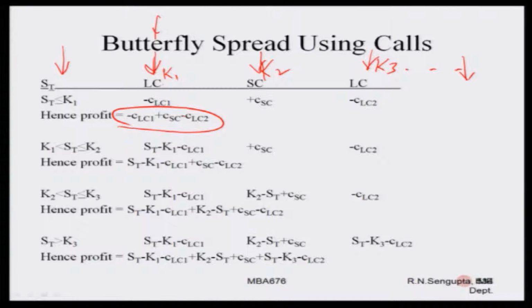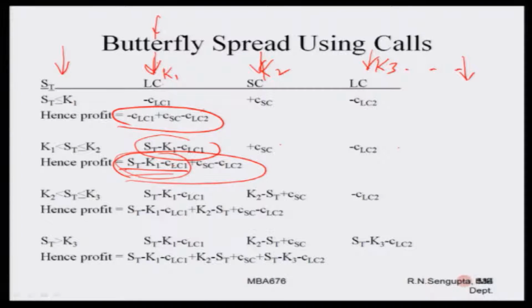Now, in the next case, when ST is between K1 and K2, you see the first one is activated and the second and third are not. Hence the value of the option is given by minus CLC1 and CLC2 continue as they are, plus CSC, which is the short call price, also continues. Whoever the person is has exercised in that way, hence the profit would now consider this extra term also.